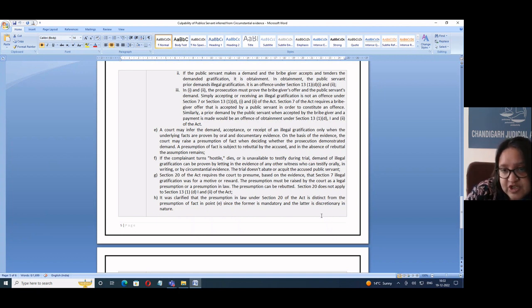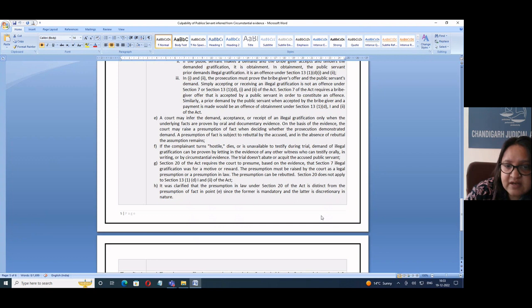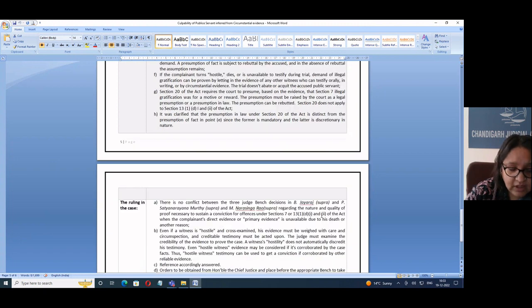The presumption must be raised by the court as a legal presumption or a presumption in law. The presumption can be rebutted. Section 20 does not apply to Section 13(1)(d), clause 1 and clause 2 of the Act. It was also clarified that the presumption in law under Section 20 of the Act is distinct from the presumption of fact in point E, since the former is mandatory and the latter is discretionary in nature.